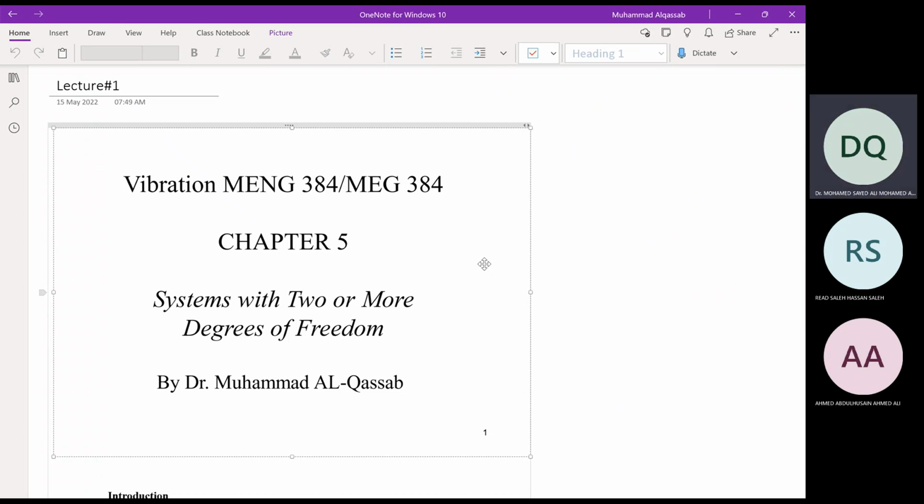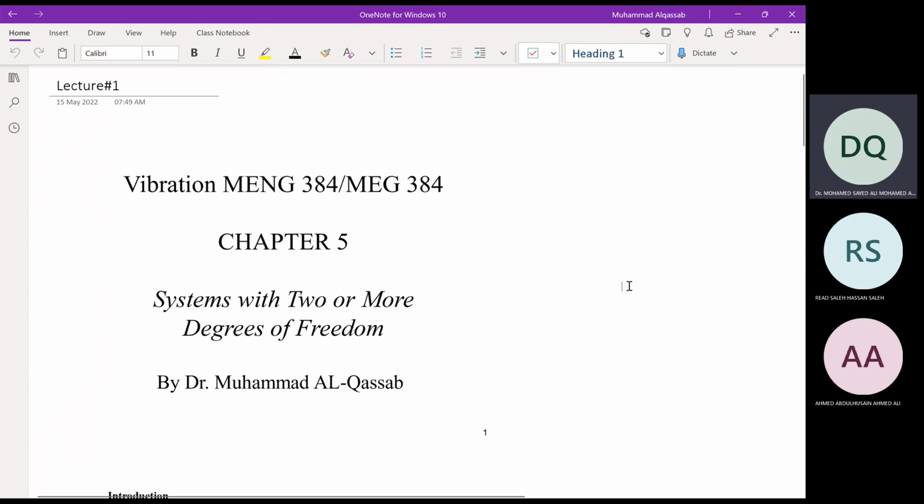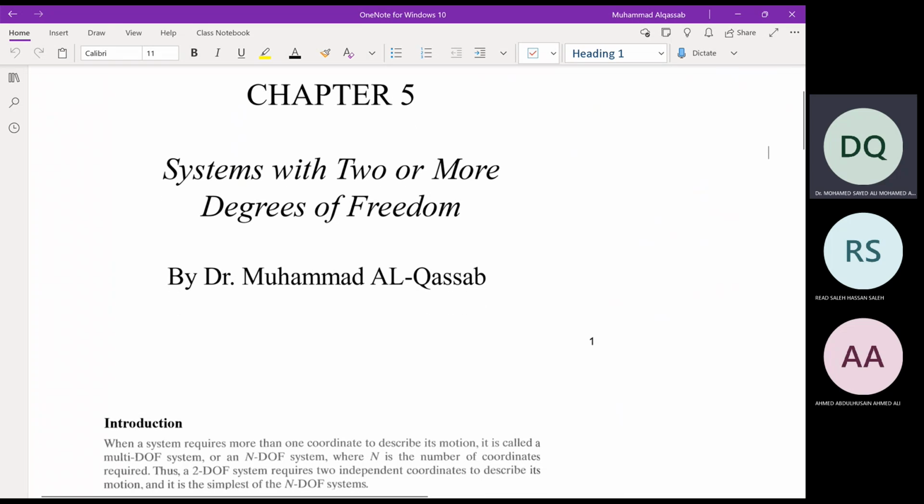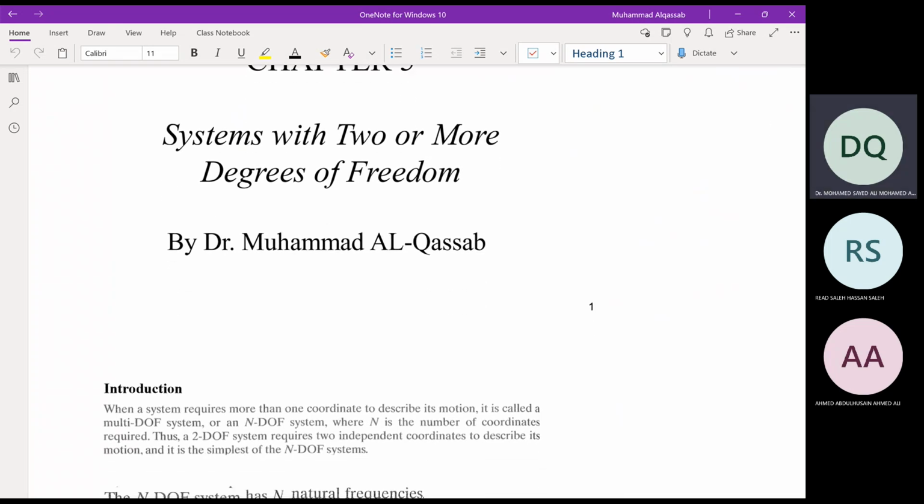Okay, chapter 5. This is our last chapter in this semester. It's about vibration of systems with 2 or more degrees of freedom. In degrees of freedom, we talked about this in chapter 1. We measured the number of independent coordinates in a given system, and that's equal to the degrees of freedom. So what we did in chapter 2 up to chapter 4 was about vibration of single degree of freedom systems.